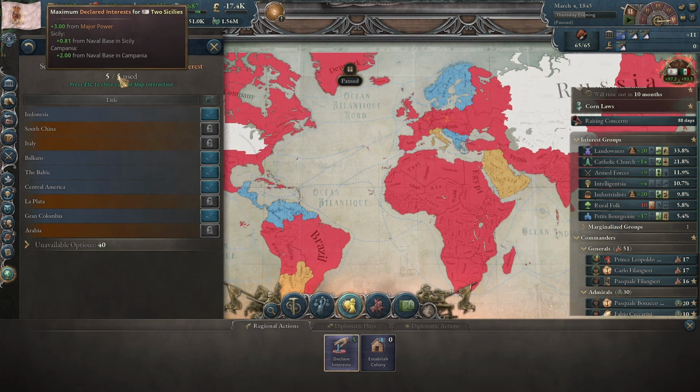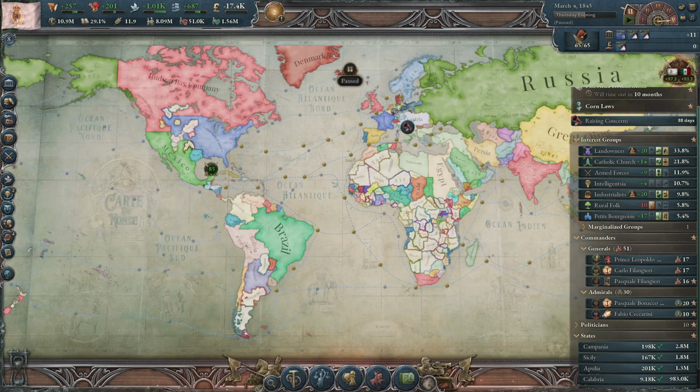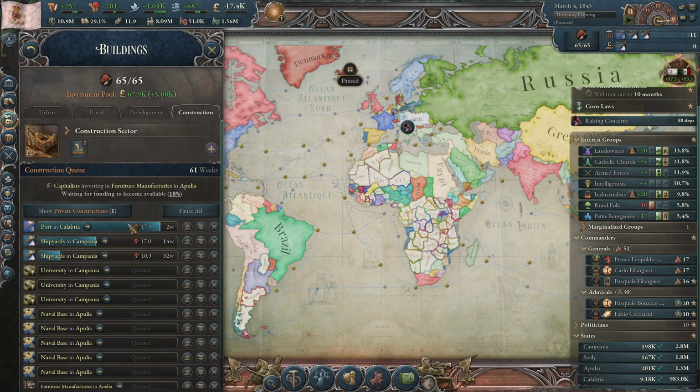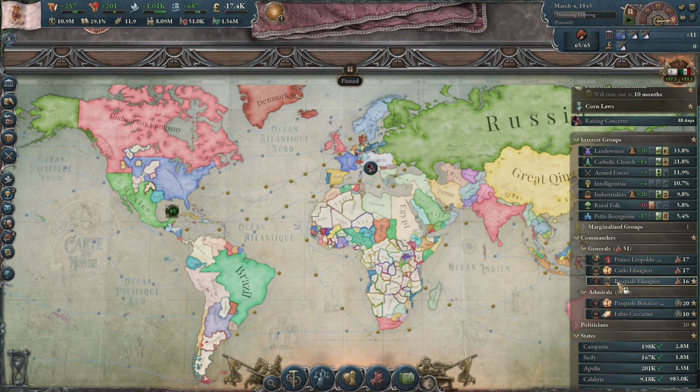That said, navy generally is relatively inexpensive to get up and going. Once you've built up a lot of logging camps, shipyards should be pretty cheap, but do be aware that you do want long-term interests, not just boats.